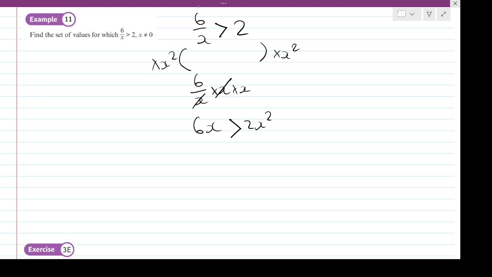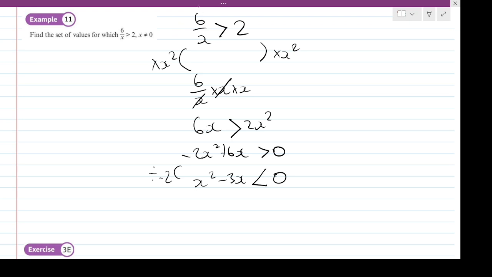So firstly, I'm going to move the 2x squared to the other side, because it has to be 0 at the other end. So then minus 2x squared plus 6x is greater than 0. And again, I don't like a negative, so I'm going to divide by minus 2, because 2 also goes into all the numbers. So I get x squared minus 3x, since 6 divided by minus 2 is minus 3. And then we reverse the sign to less than 0. Okay, now we can solve.